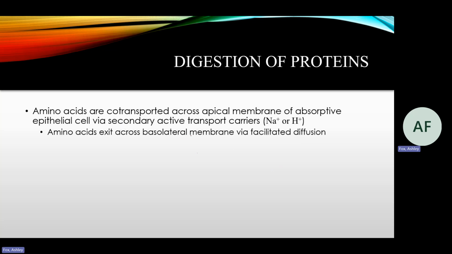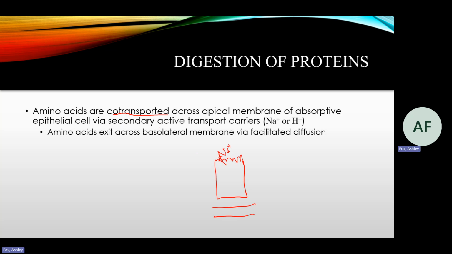Just like we saw with the monosaccharides, the amino acids are also co-transported across the membrane. Again, the apical membrane is the brush border with all the microvilli, and the basolateral side is this side with a capillary here. We still have the same way that we discussed with carbohydrates, the secondary active transport. We have a sodium potassium pump that's pumping sodium. Sometimes we can have hydrogen as well. So pumping something out actively, in this example, sodium.